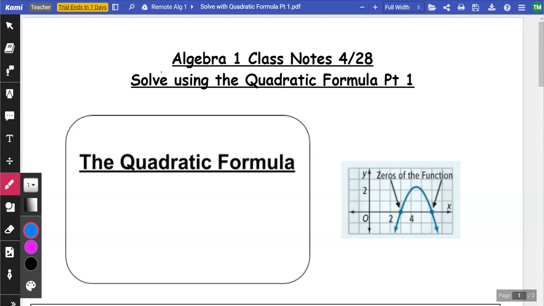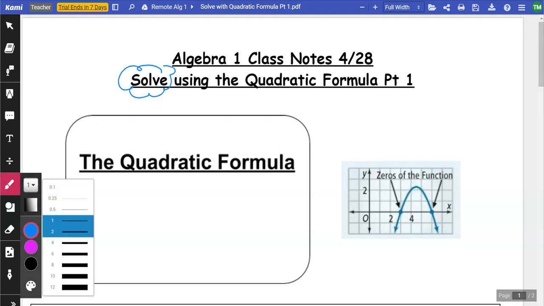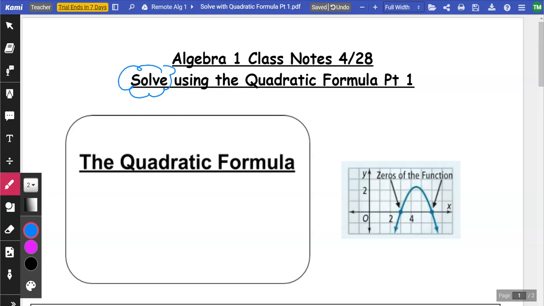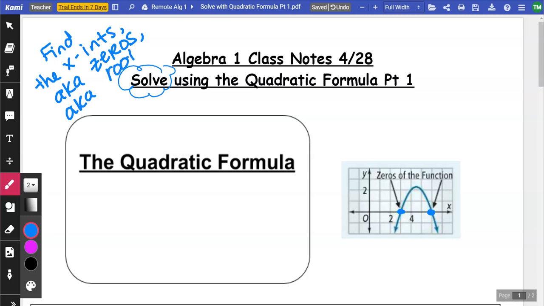And just as a reminder, when I say solve quadratic equations, what am I really asking for? I'm asking you to find the x-intercepts. I'm asking you to find those points where the parabola hits the x-axis. What else can we call the x-intercepts? Also known as, aka, the zeros. And then we also learned a third thing we can refer to x-intercepts as: roots. So if I say find the x-intercepts, find the zeros, or find the roots, I'm asking for the same thing. They all mean the same thing.